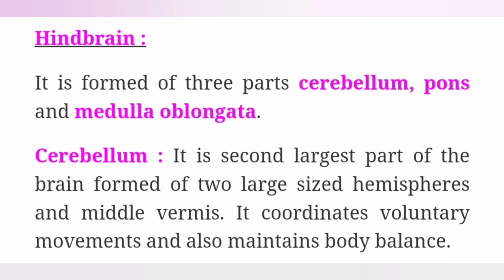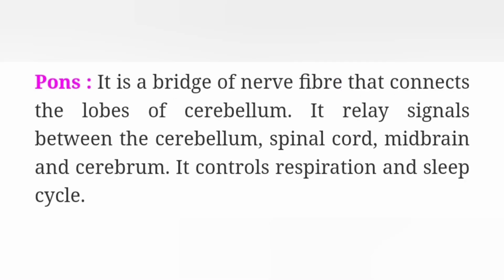Then hindbrain, it is formed of three parts: cerebellum, pons and medulla oblongata. Cerebellum, it is the second largest part of the brain, formed of two large hemispheres and a middle vermis. It coordinates voluntary movements and also maintains body balance. Next one, pons. It is a bridge of nerve fibers that connects the lobes of the cerebellum. It relays signals between the cerebellum, spinal cord, midbrain and cerebrum. It controls respiration and sleep cycle.